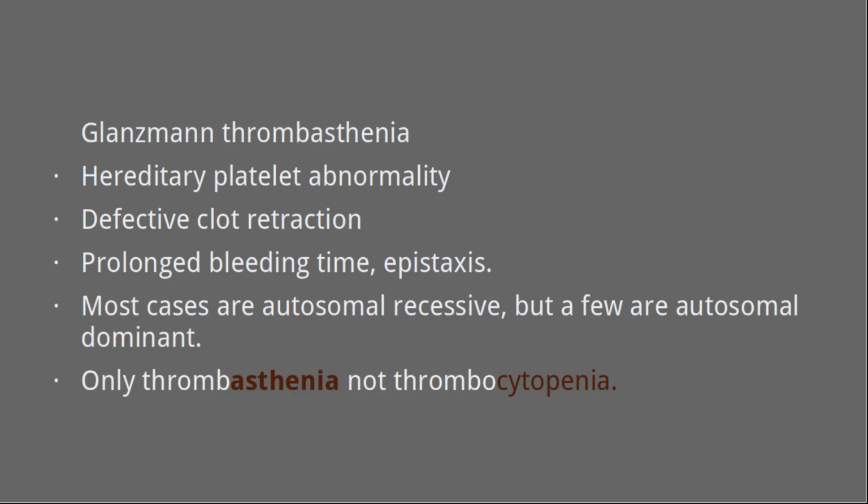Glanzmann thrombasthenia is a hereditary platelet abnormality characterized by defective clot retraction, prolonged bleeding time, and related symptoms such as epistaxis and inappropriate bleeding. Most cases are autosomal recessive, but a few are autosomal dominant. As the name suggests, there is abnormal function of platelets without decrease in their number. So, there is no thrombocytopenia but only thrombasthenia.